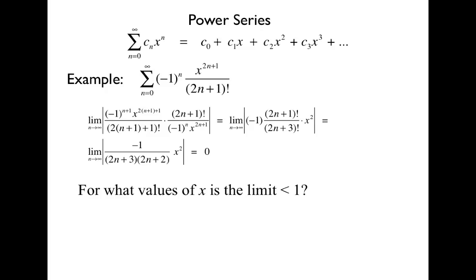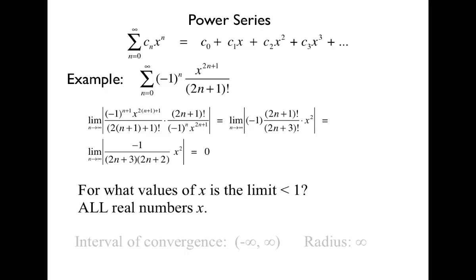X is a variable, but you're evaluating the limit as n goes to infinity for any particular value of x. You think of it as held constant. It can take on any value, but it doesn't change when you're evaluating this limit. So for what values of x is the limit less than 1? All of them. So this power series converges no matter what x is. So the interval is negative infinity to infinity, and the radius is infinity.